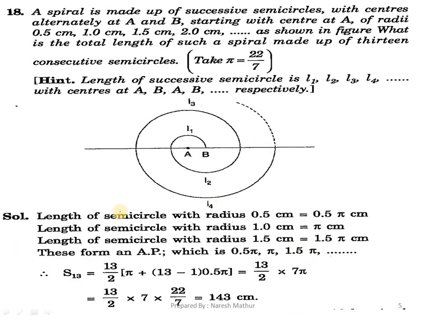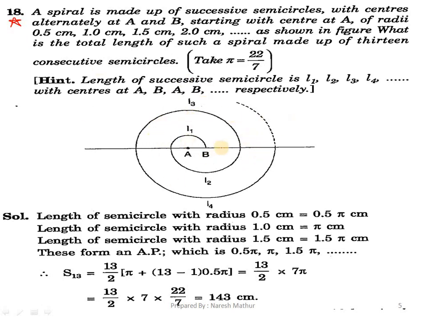The next question. A spiral is made up of successive semicircles. It is also a good one. Now we have good questions. A spiral is given. Now see what it wants to say. I'll tell you in simple words.